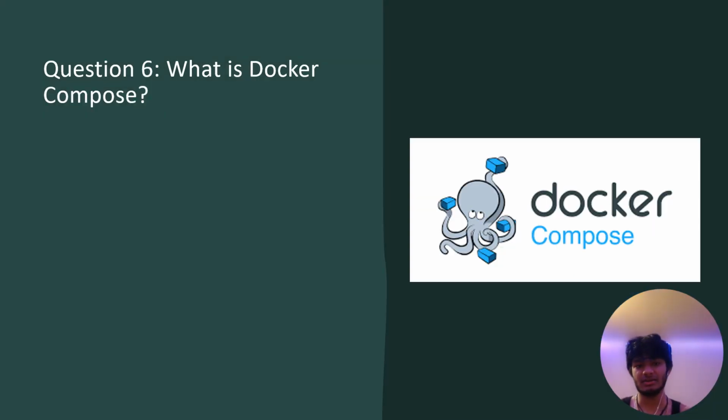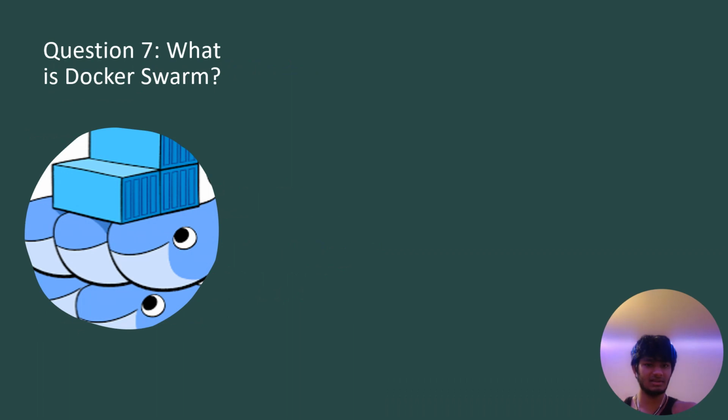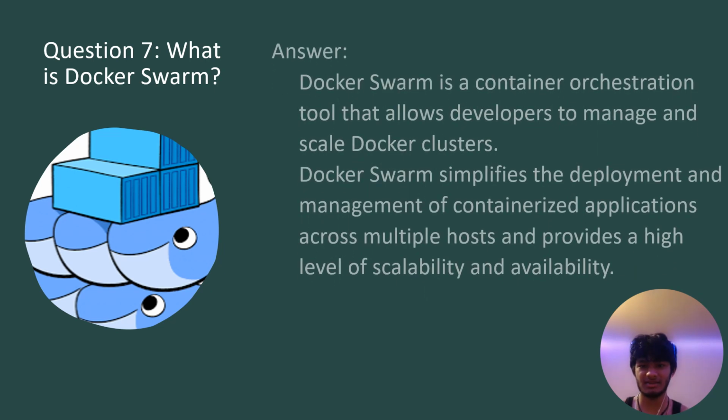Another question that may come up is, what is Docker Compose? Docker Compose is a tool for defining and running multi-container Docker applications. With Docker Compose, developers can define and manage multiple containers as a single application, making it easier to deploy and manage complex applications. What is Docker Swarm? Docker Swarm is a container orchestration tool that allows developers to manage and scale Docker clusters. Docker Swarm simplifies the deployment and management of containerized applications across multiple hosts and provides a high level of scalability and availability.